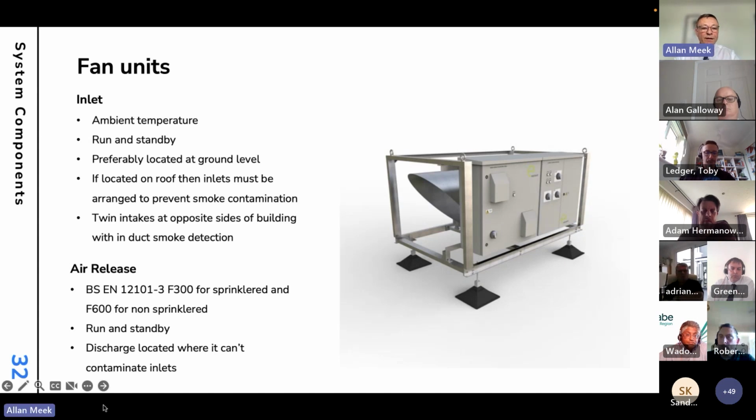If we use a mechanical air release, then they are high temperature fans tested to 12101 part 3. And the ratings would be F300 for sprinklered buildings and F600 for non-sprinklered buildings. Again, they need to be run as standby, and the discharge needs to be located where it can't contaminate the inlets, which is difficult.